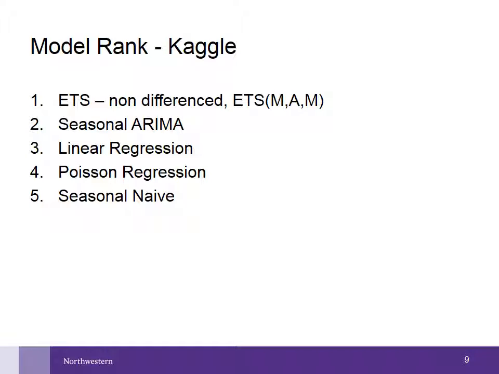When I ran these models through Kaggle, so far the best has been the ETS model, where I tested various transformations, and the best one so far has been non-differenced in the ETS MAM. Next was the seasonal ARIMA, then linear regression, Poisson regression, lastly the seasonal naive. So this was a little interesting to me because of the model performance against the test data. It did appear that Poisson regression was way better than linear regression, so some of these results did surprise me a little bit.